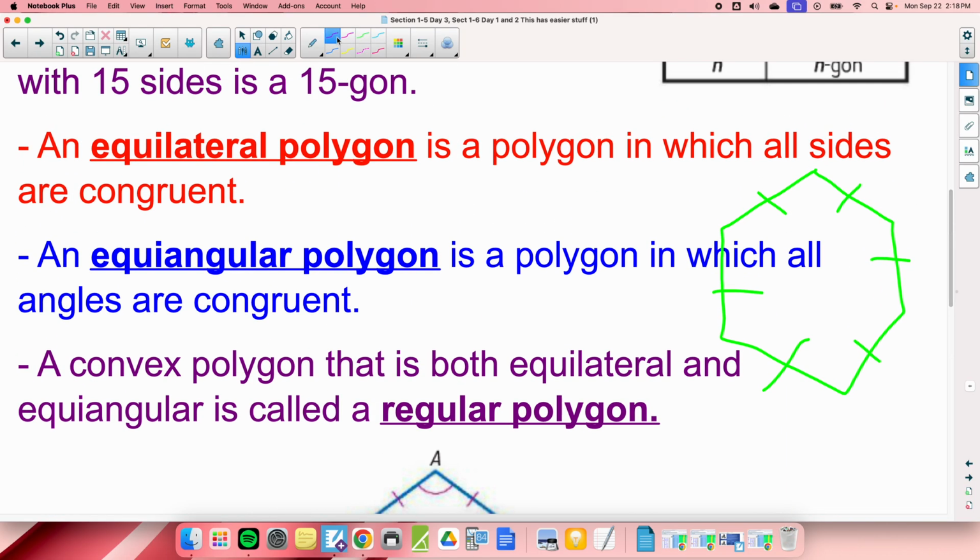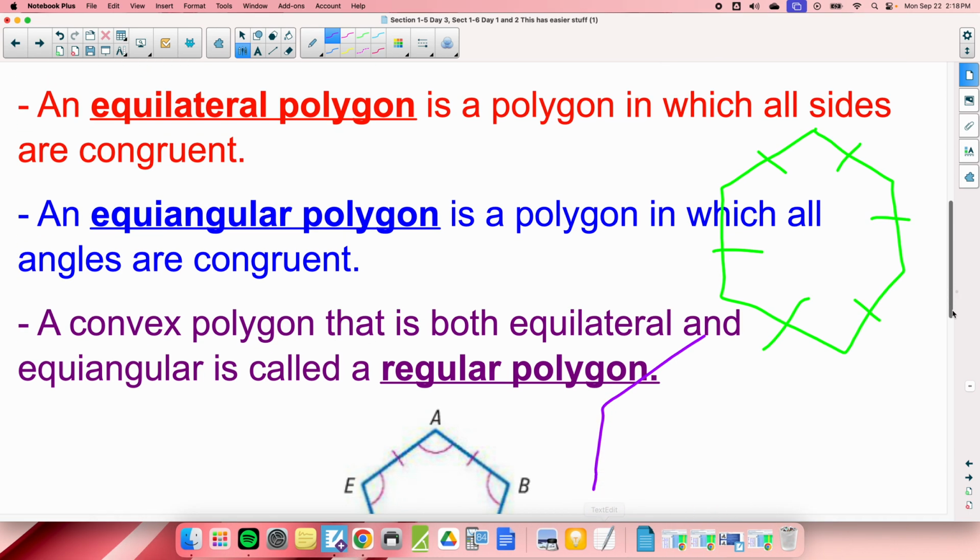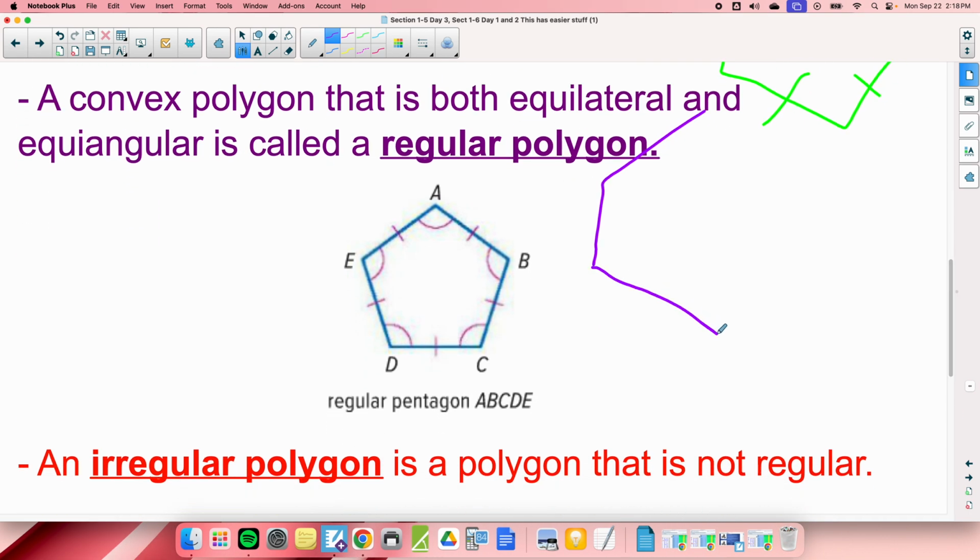Equiangular would be like this. Whoops. Yeah, they'd have the little arcs in it. That's really bad, but it would look like this. Not that it looks good, but that's what it would look like.